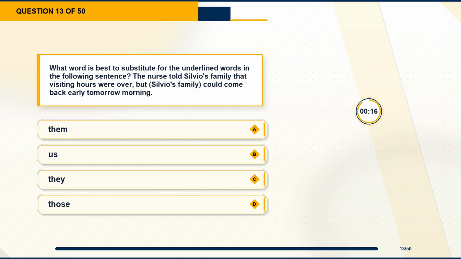Question 13. What word is best to substitute for the underlined words in the following sentence? The nurse told Silvio's family that visiting hours were over, but Silvio's family could come back early tomorrow morning. Option A, them. Option B, us. Option C, they. Option D, those.